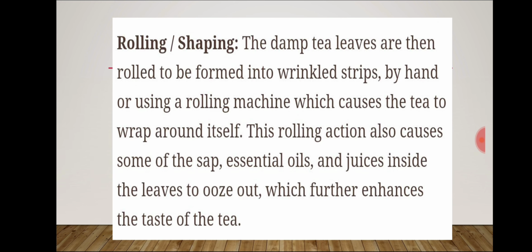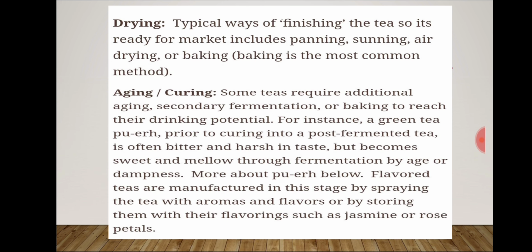Rolling and shaping. The damp tea leaves are then rolled to be formed into wrinkled strips by hand or using a rolling machine, which causes the tea to wrap around itself. This rolling action also causes some of the sap, essential oils, and juices inside the leaves to ooze out, which further enhances the taste of tea.